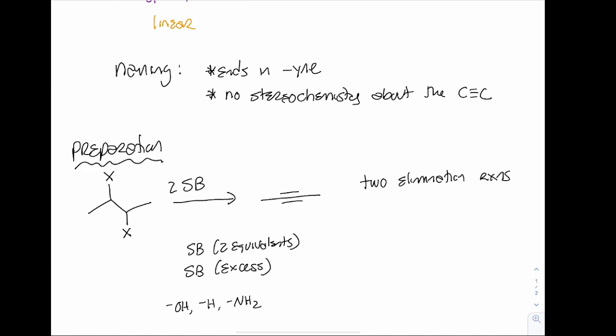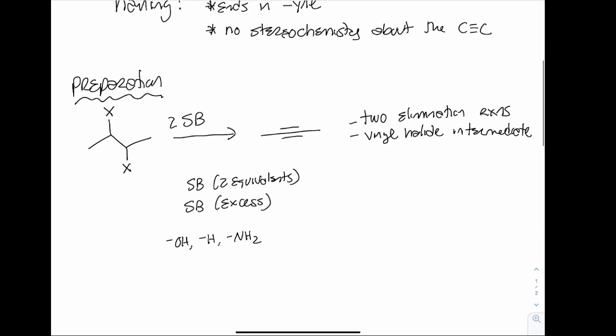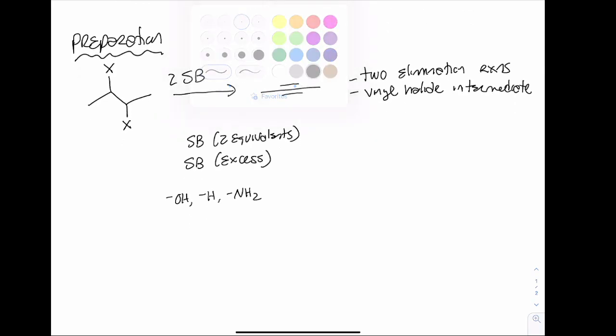I am going to go through a vinyl halide intermediate. We'll do the mechanism and I'll show you that. Remember, a vinyl halide is where I have the halogen attached directly to that sp2 hybridized carbon. So I am going to go through a vinyl halide intermediate. My mechanism.